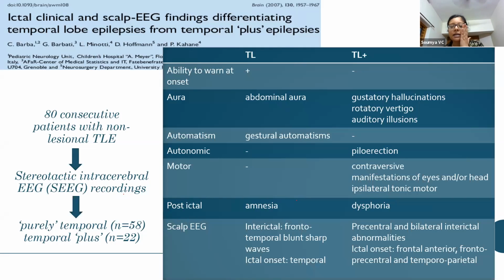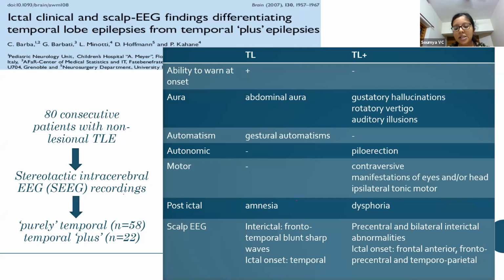And while comparing the scalp EEG findings, they found that precentral and bilateral interictal abnormalities, in contrast to the typical frontotemporal blunt sharp waves seen in temporal lobe epilepsies, were present in temporal plus patients.